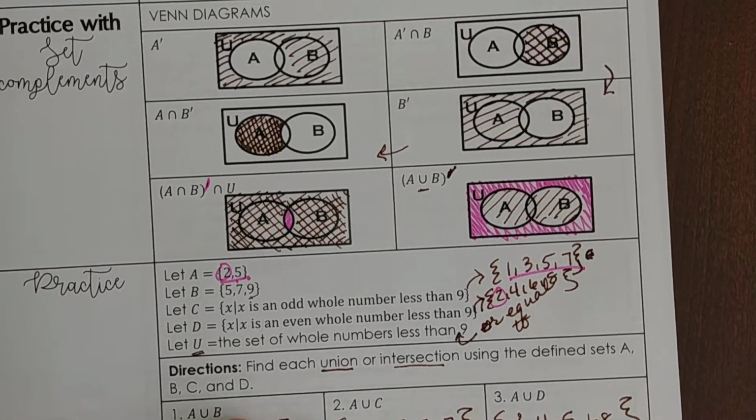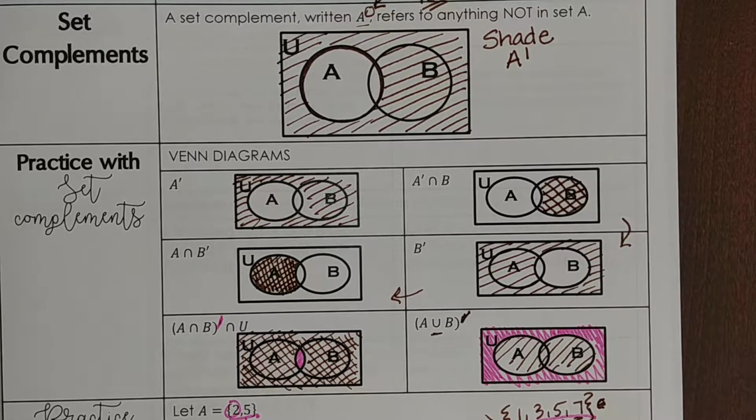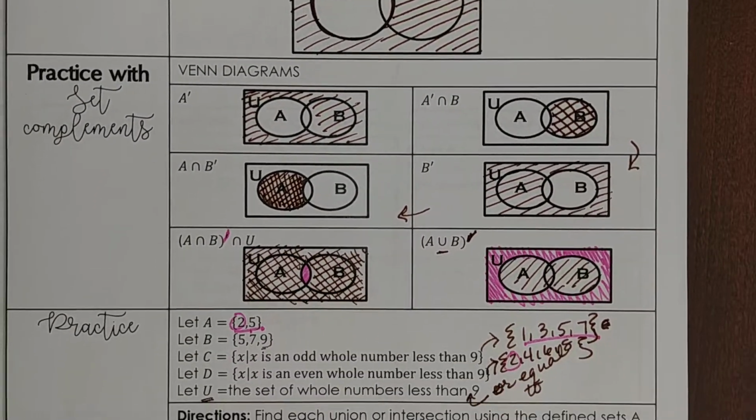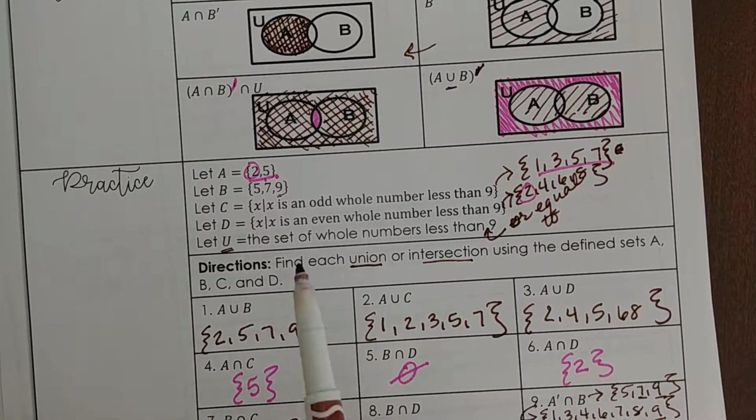Okay, so there we applied set complements. We talked about set prime, and then we applied those to the Venn diagrams, and we also defined several sets and performed those operations of union and intersection, including the prime.